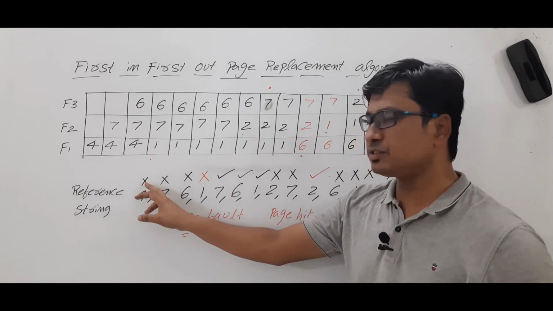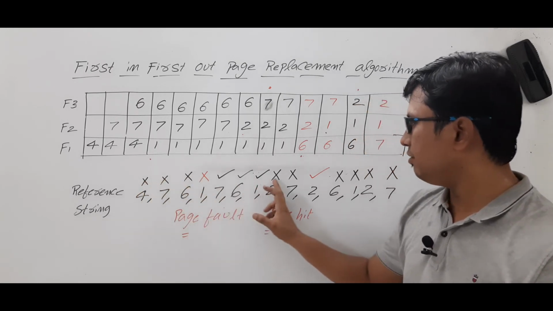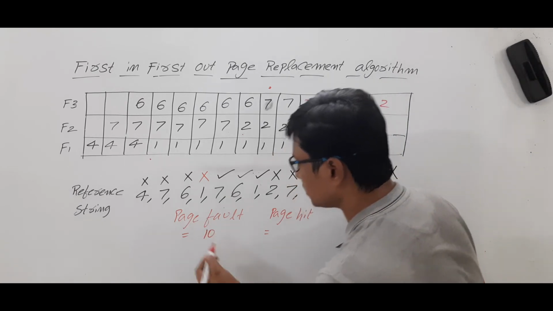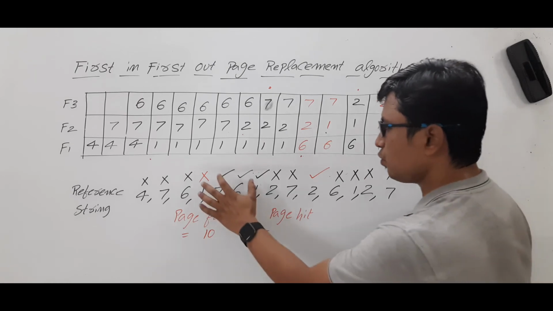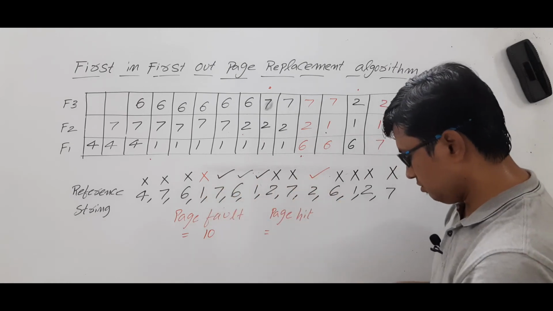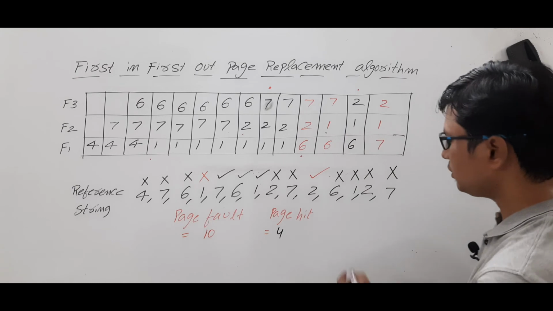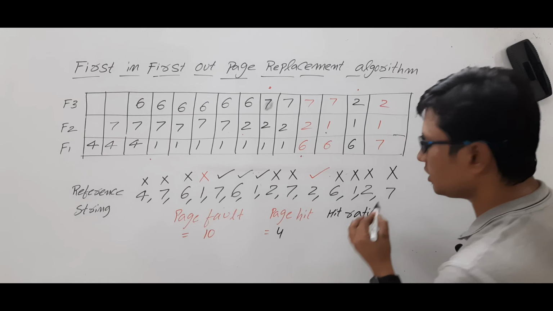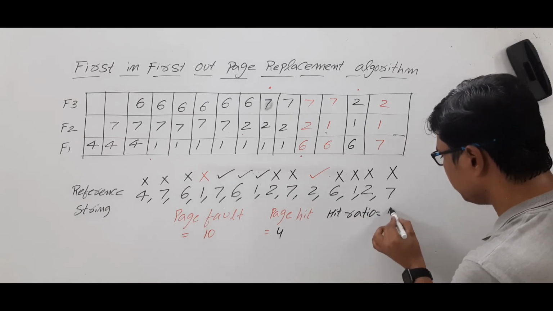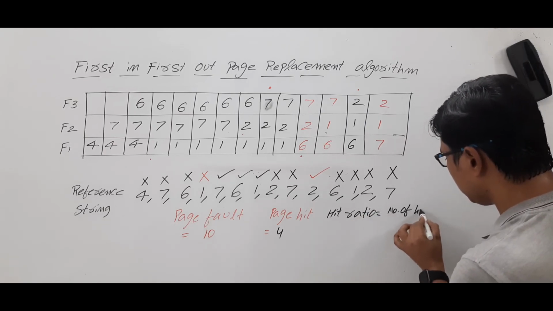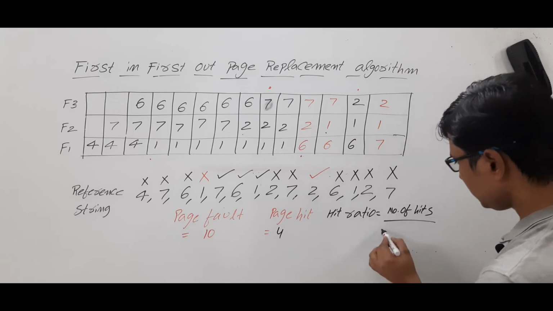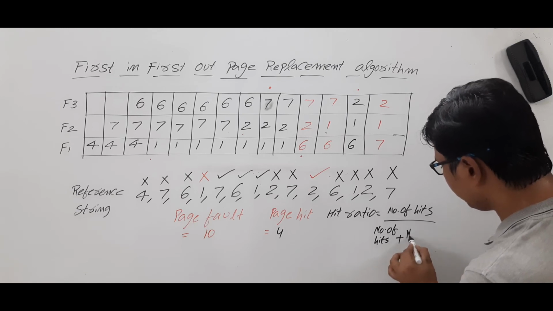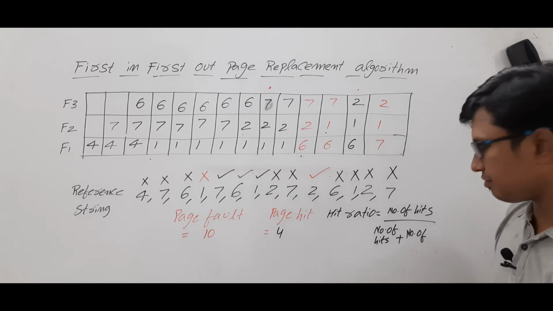Now number of page faults: 1, 2, 3, 4, 5, 6, 7, 8, 9, 10. 10 page faults are there, and number of page hits: 1, 2, 3, 4. 4 page hits are there. Now we need to compute the page hit ratio. Usually they will ask you to compute the hit ratio. Hit ratio is number of page hits divided by number of hits plus number of faults, or even you can say the total references.